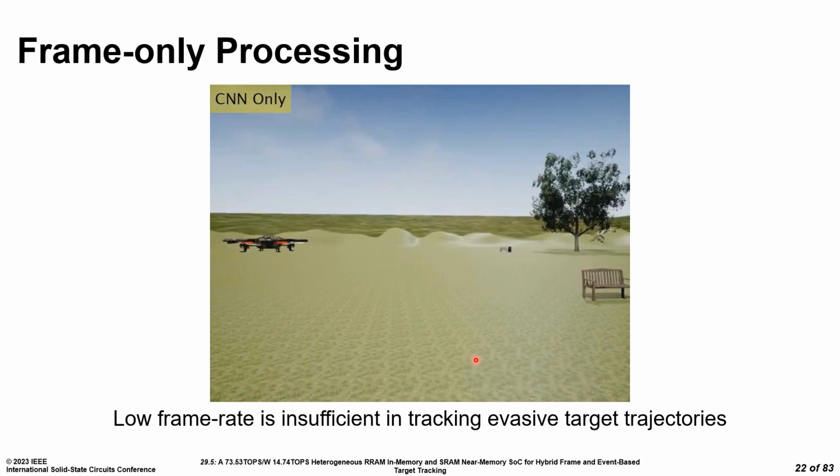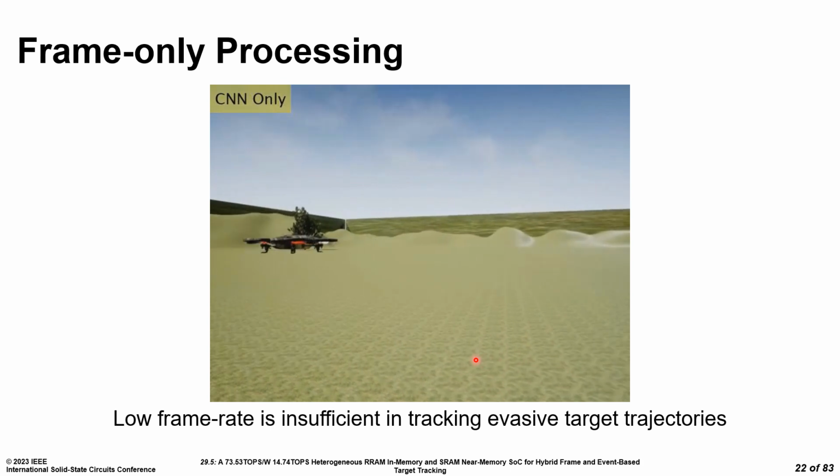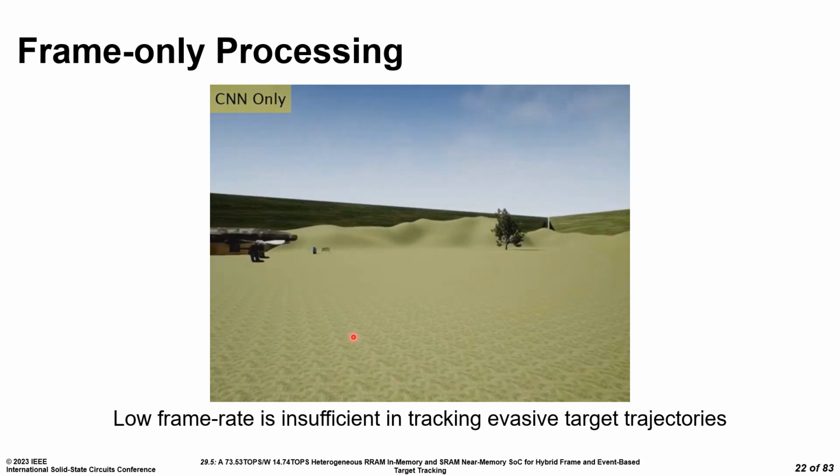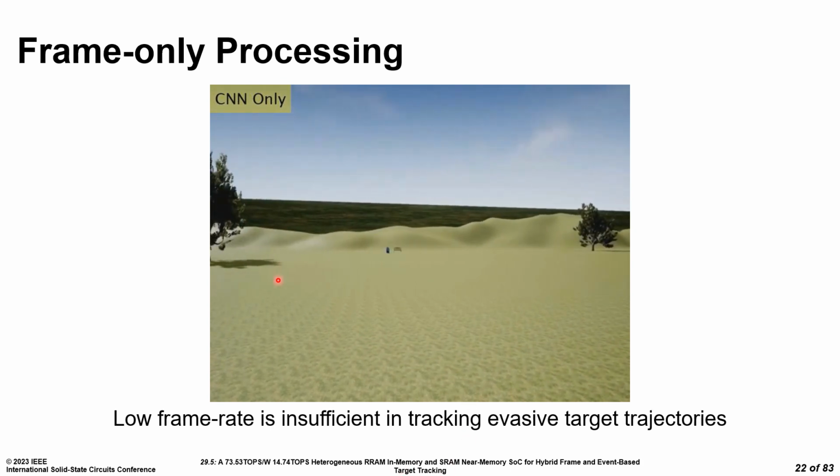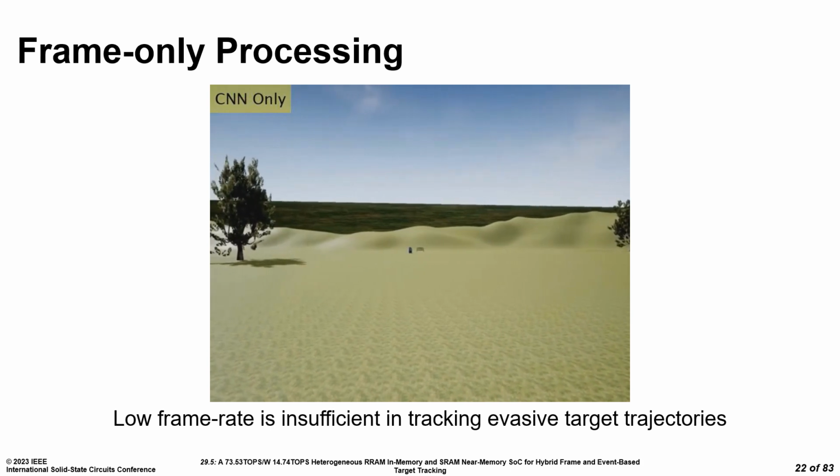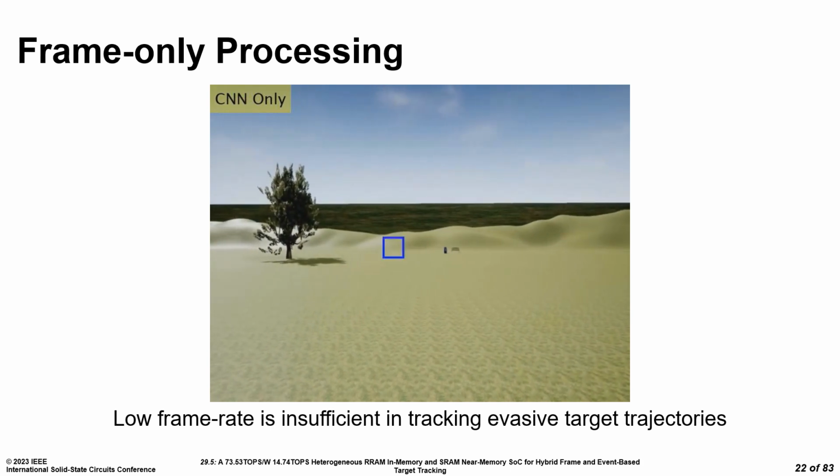How does it help us? So in this video, we show a trajectory of a predator drone where it is trying to escape the field of view of the predator, and the CNN only processing tracks it for a while but then loses track of it because of low throughput.